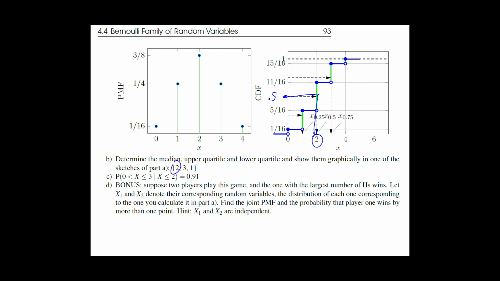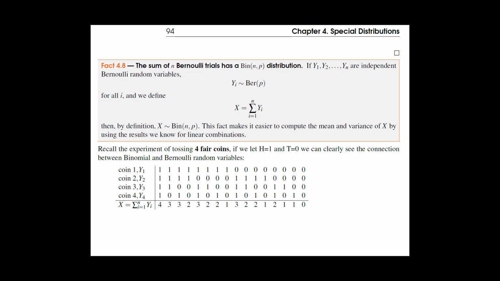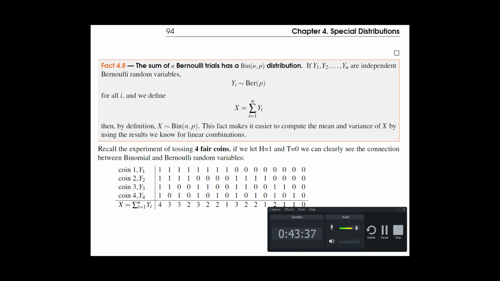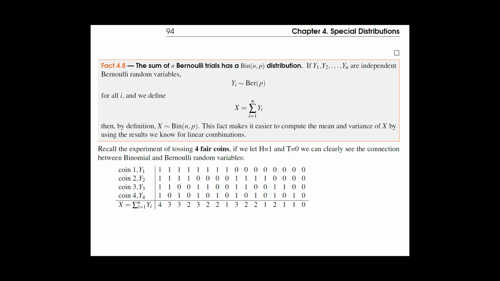Let's do the bonus during class. Let's see if somebody can come up with the solution for extra credit. Very good. Let me check the time real quick. All right, 2 more minutes.